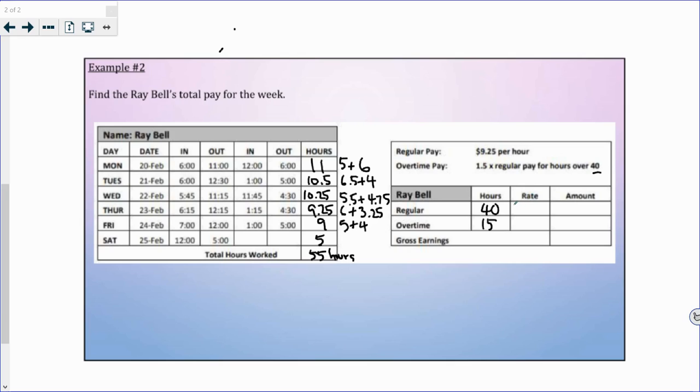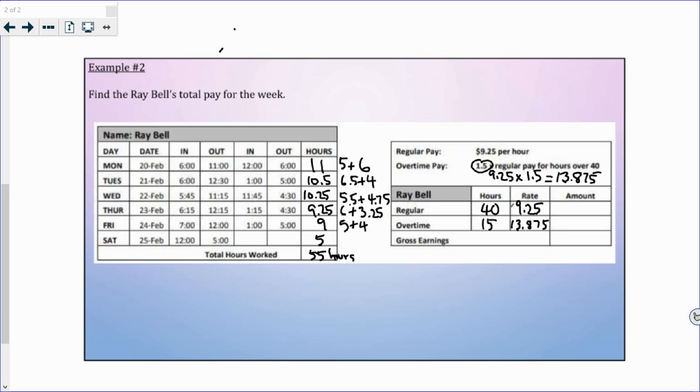Well, his regular hourly rate is $9.25. His overtime rate is time and a half. So $9.25 times 1.5, that's going to give me 13.875 an hour. And I know that's 3 decimals, but it is the most accurate. Also, you only need to round to 2 decimals when it's the final answer.